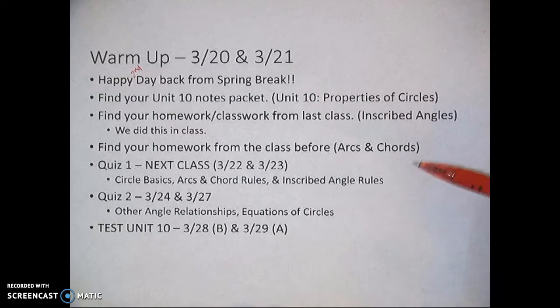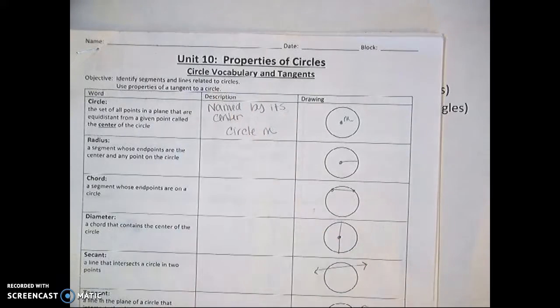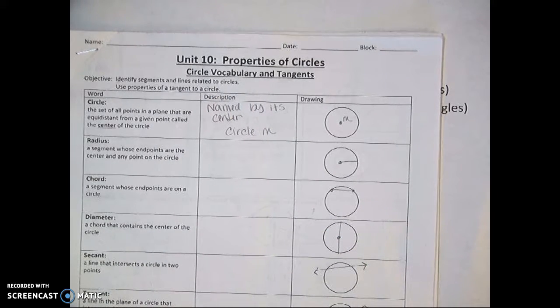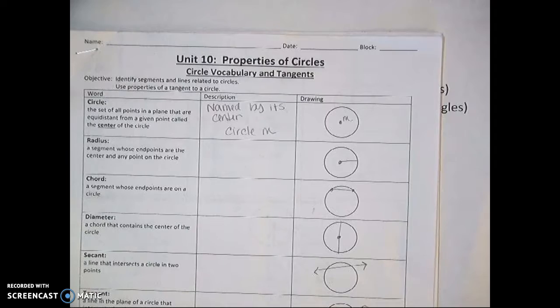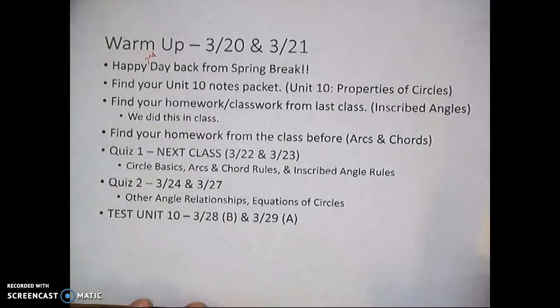Right now, I need you to find your Unit 10 notes packet. This is the packet that says Unit 10 notes at the top. It's the one that we've been working in for our unit on circles, which we started before we left. It looks like this. Unit 10, Property of Circles. You should have this. It was given probably a week and a half before we got out for spring break. So it's not something that you got that last day.